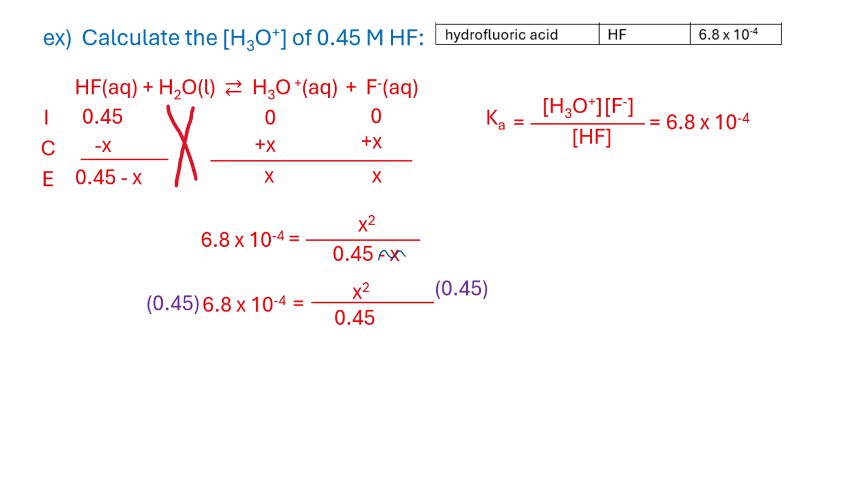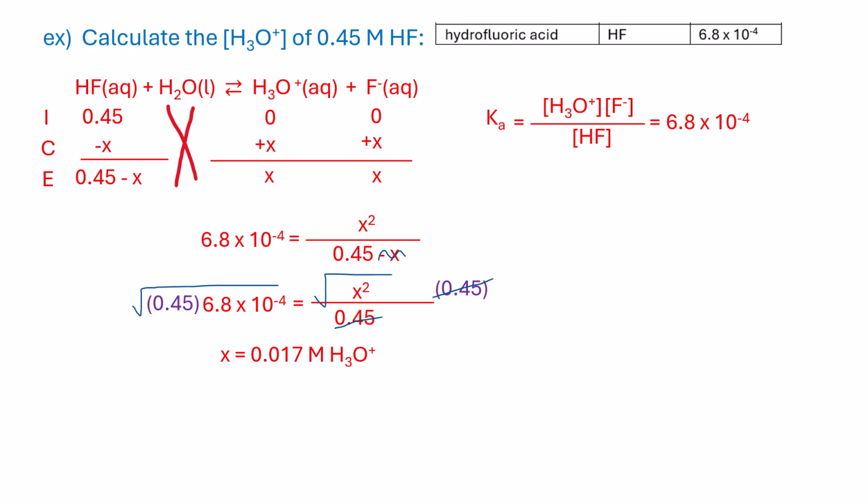So now it just becomes a matter of solving the equation. If I multiply both sides by 0.45, that takes care of the 0.45. And of course, take the square root of both sides to get rid of the square. And we get x equals 0.017 molar hydronium.